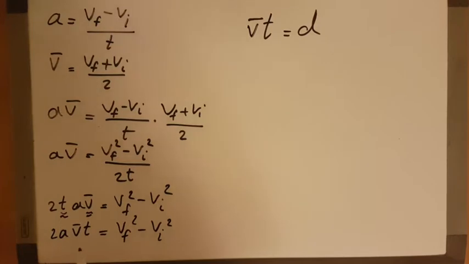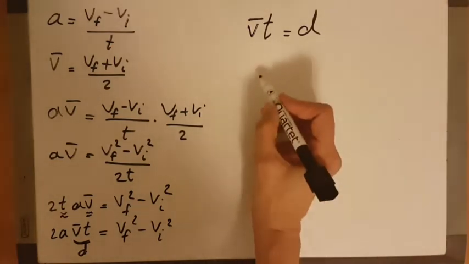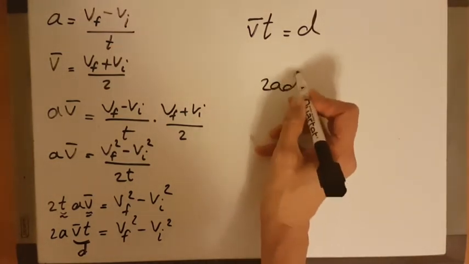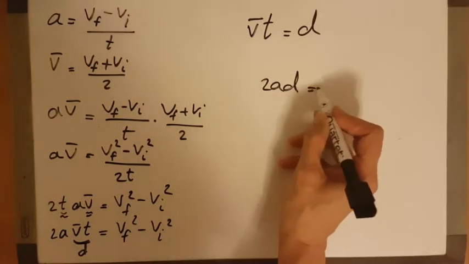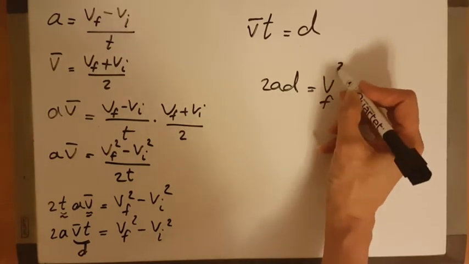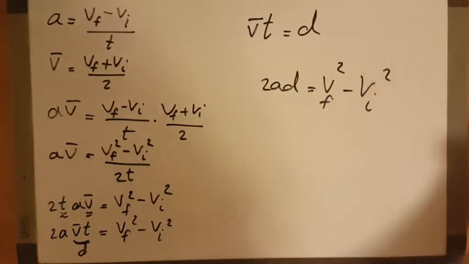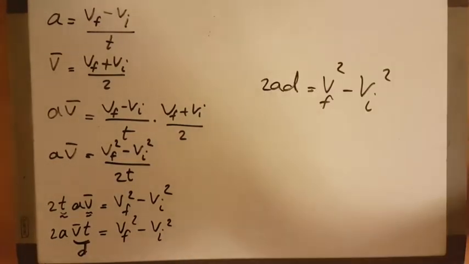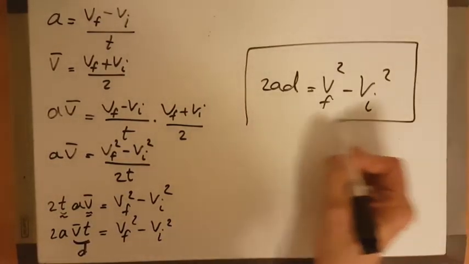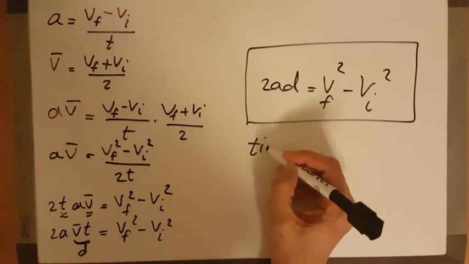And then I can see in here that this is actually the displacement. So this is the displacement. So I will put in here 2AD equals V final square minus V initial square. And this is called the time independent formula.